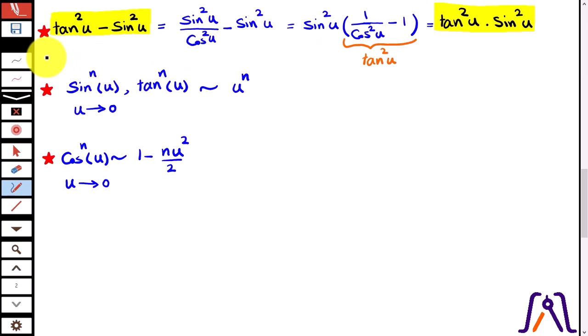Okay, before we start resolving the indeterminacy, we need to go over a few key points. The first point, which can make our job much easier, is to remember this trigonometric identity, which says that the tangent squared of an argument minus the sine squared of the same argument is equal to the product of those two terms. The next 2 points aren't exactly identities.